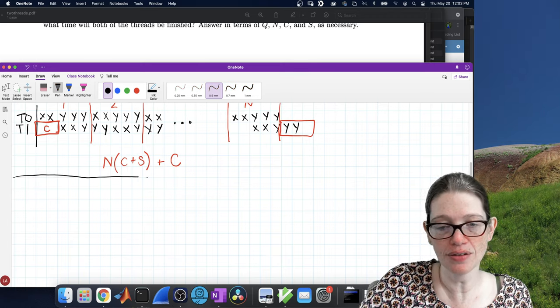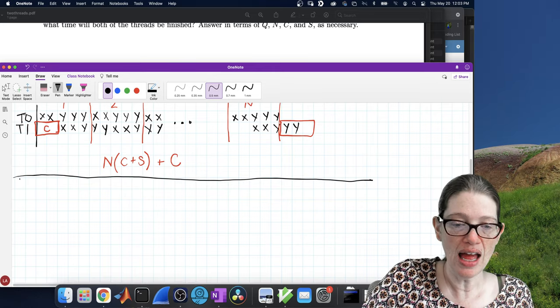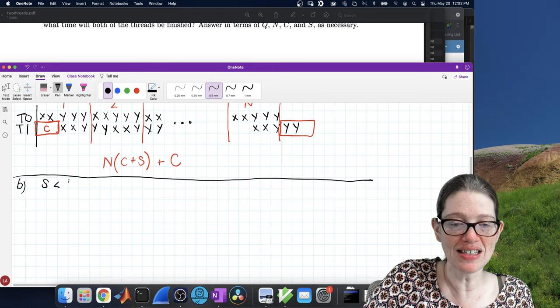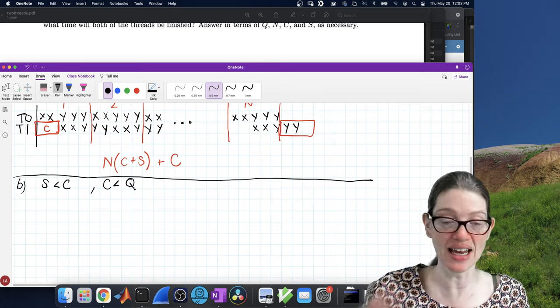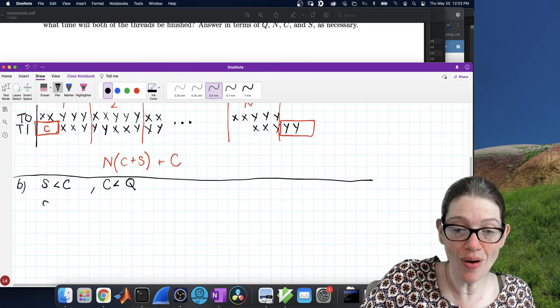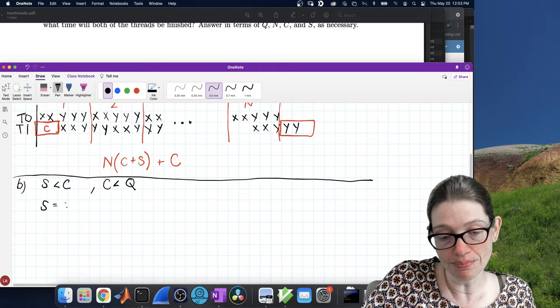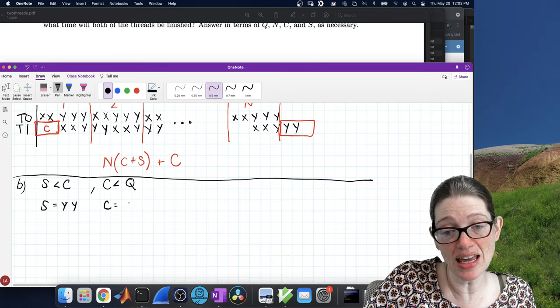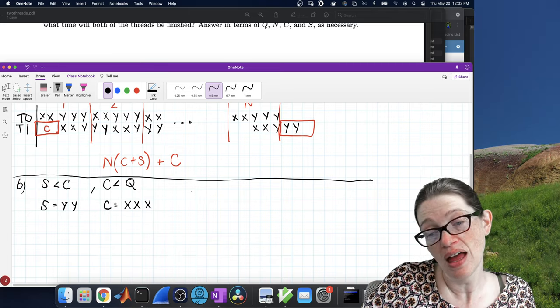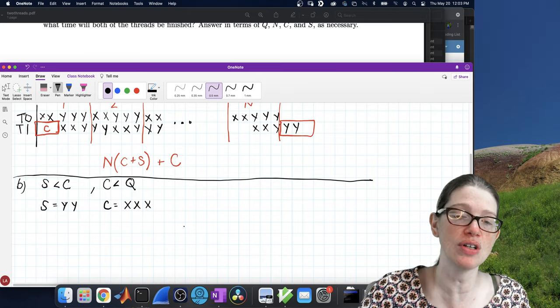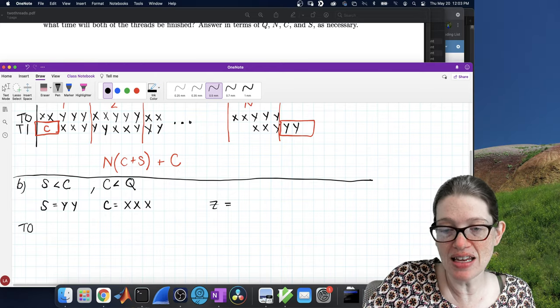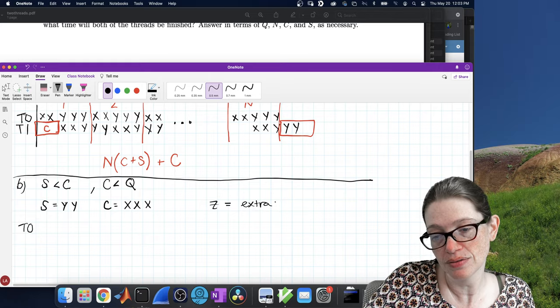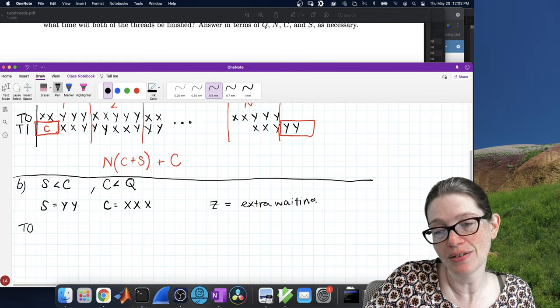And now let's do B. So S is less than C, and C is less than Q. That's pretty exciting, right? So we're going to do S equal to 2 Y's this time, and C equal to 3 X's. Again, these are just placeholders to get the idea here. And I'm going to say Z is extra waiting, because we're going to need it.